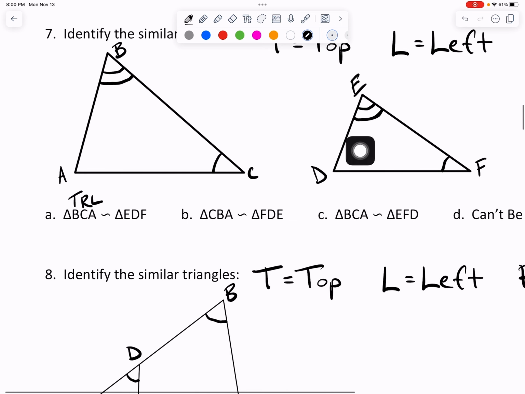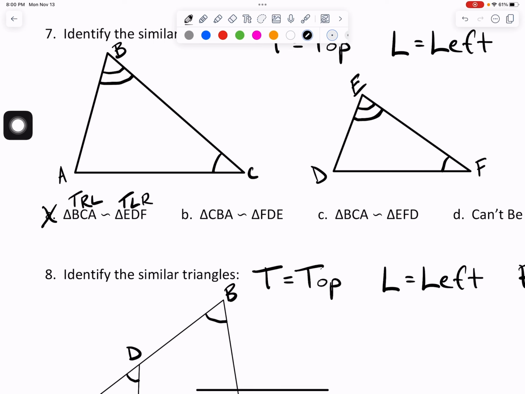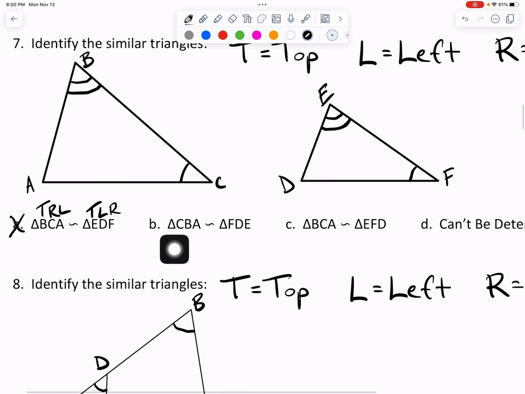Well, E starts on top, perfect. D breaks to the left, and F is to the right. TRL, TLR. Oh, they're different. They do not align. Get rid of it. Let's try the next one. CBA. C is to the right, B is on top, and A is to the left.